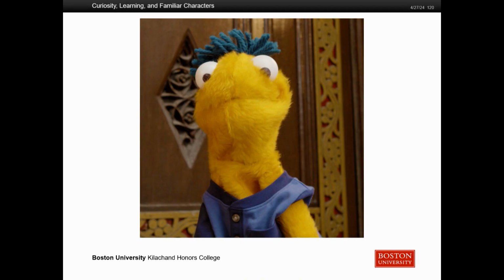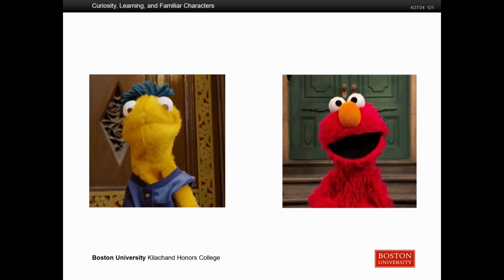This is Elmo. Elmo lives on Sesame Street. This is Bobo. Bobo is from a new show that no one has seen before. Who do children know more about, Elmo or Bobo? Who will they prefer to learn from? Who will they be more curious about? This is what I was looking to answer with my study.